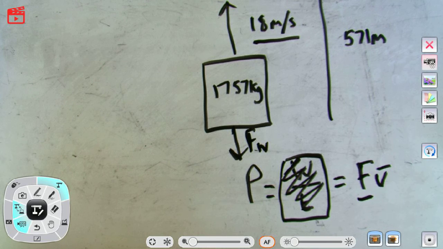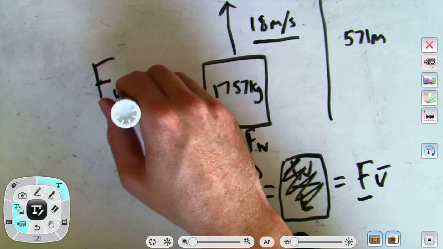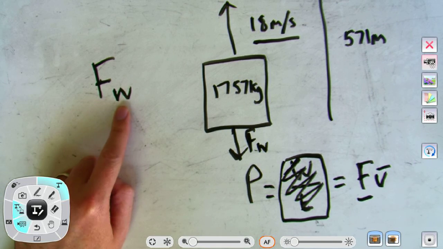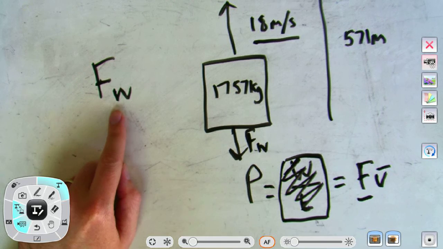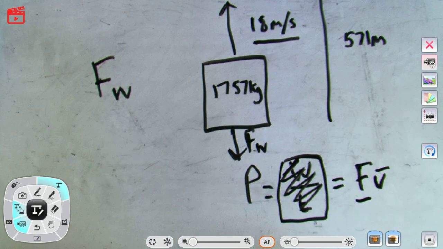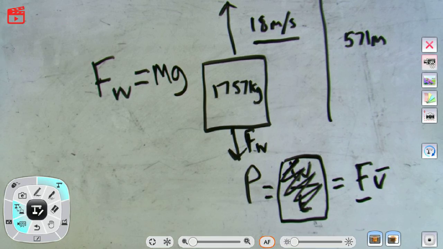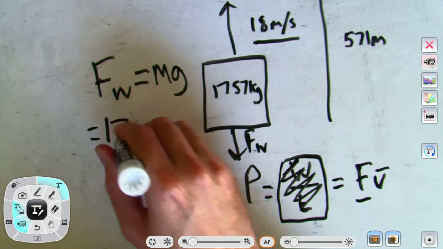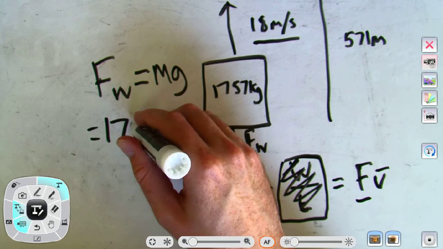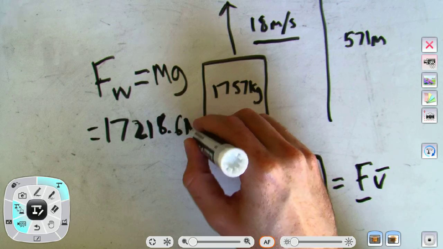Right? The force of weight. You'll notice I'm drawing this slightly different now. We have so many W's coming in: weights, watts, work done. This is probably a better way of putting weight in there, although in your reference table there's all kinds of different W's and you have to be aware of which one's which. So the force of weight is equal to mass times gravity. Mass times gravity I calculate to be 17,218.6 newtons. So that's my force.